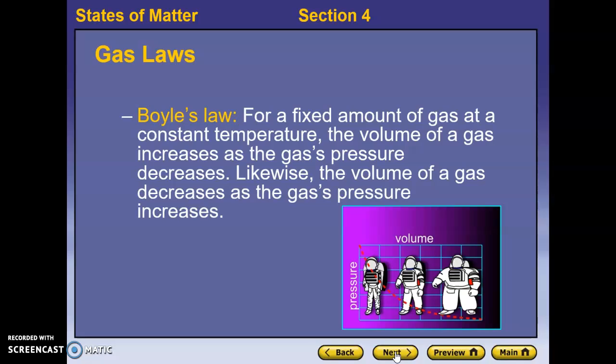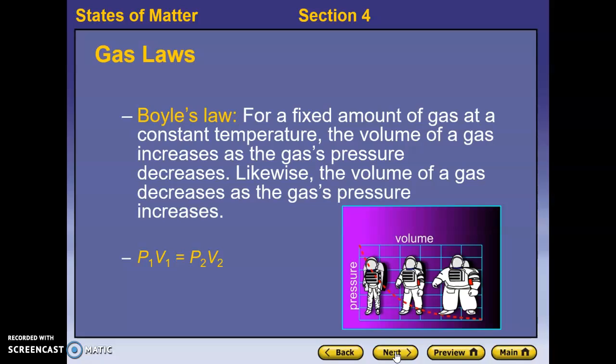So if we force the same amount of gas into a smaller container, we will find that it will have a much greater pressure. That is really Boyle's law. Mathematically, pressure 1 times volume 1 gives us pressure 2 times volume 2.